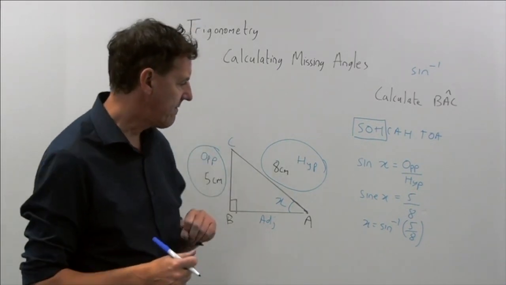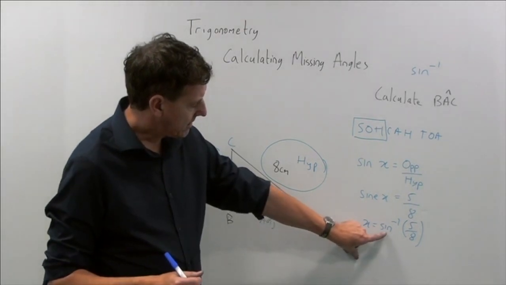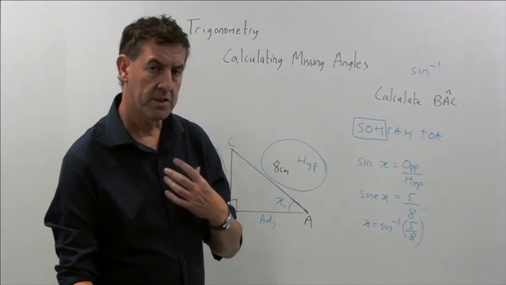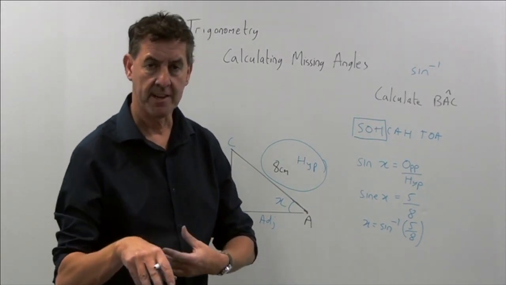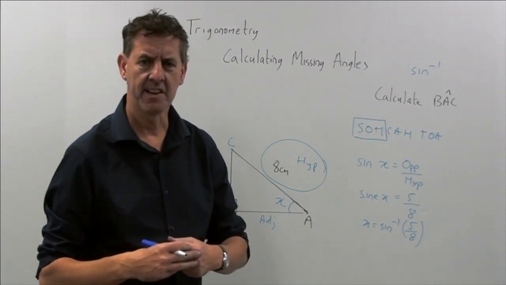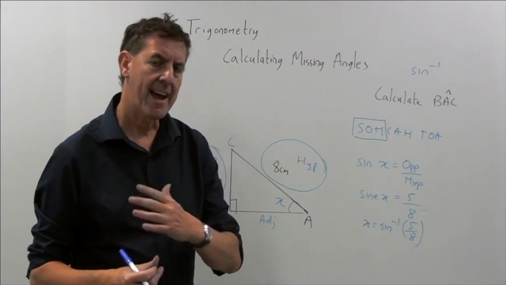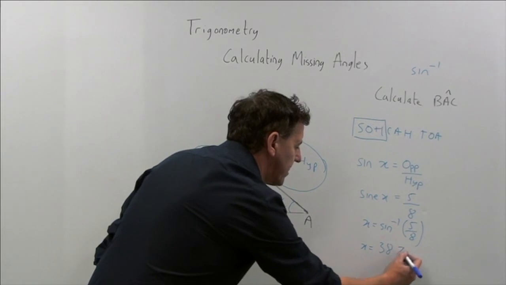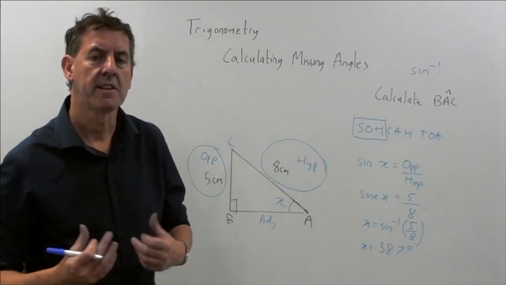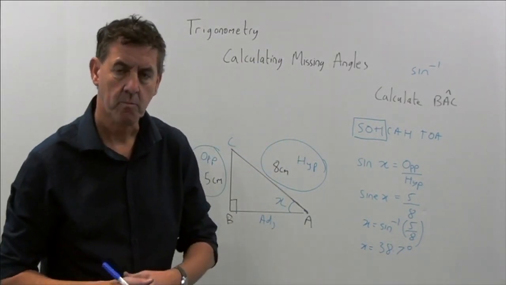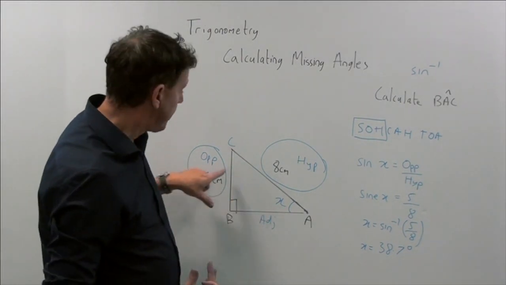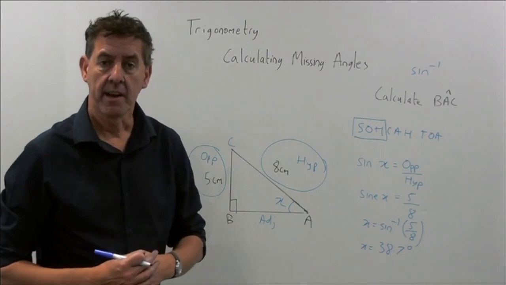So try and find your sine inverse button, and then all you'd have to do is type sine inverse 5 divided by 8, or you could sometimes do the 5 divided by 8 first, then press sine inverse. Each calculator is slightly different, and out will come an angle. In this particular case, it's 38.7 degrees, and I've rounded that to 1 decimal place. So you are now calculating missing angles given two sides in a right angled triangle.